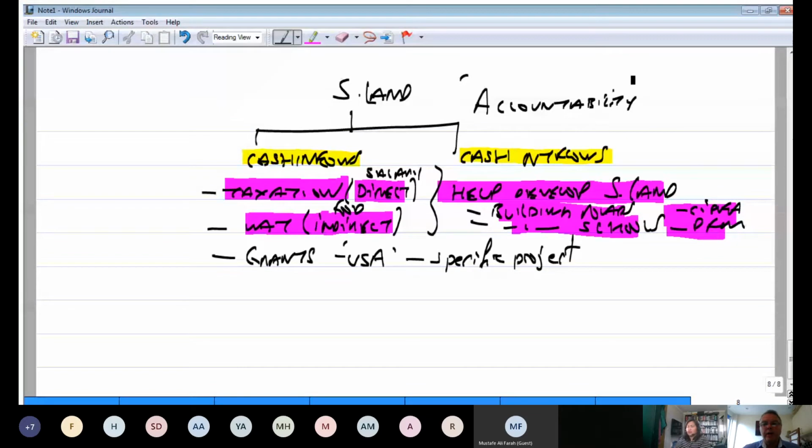Making sure that the Somaliland government and the Ministry of Finance, and it comes down to you as individuals, are accountable for the money you're spending. Is it meeting your objectives? Okay.